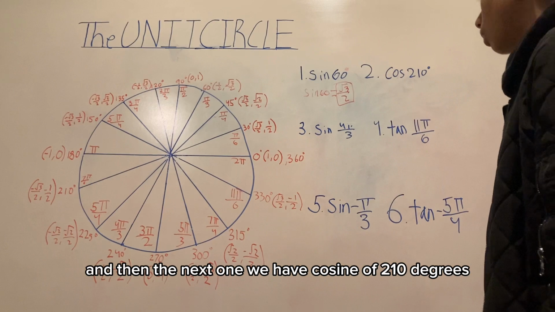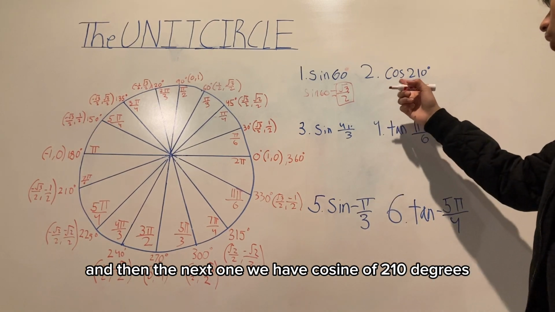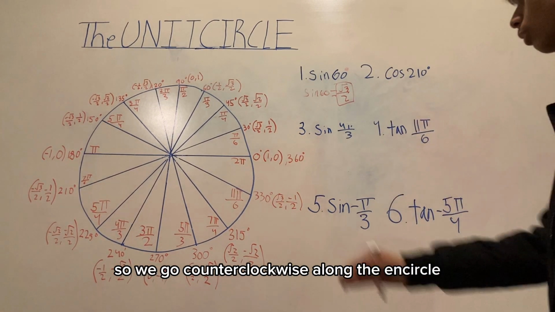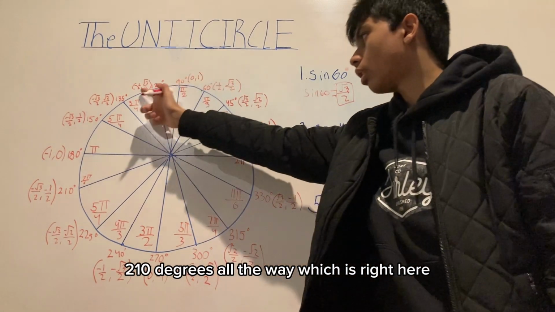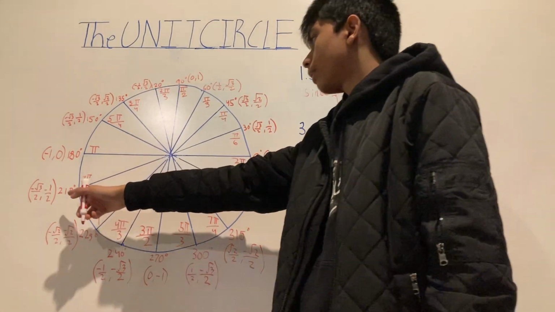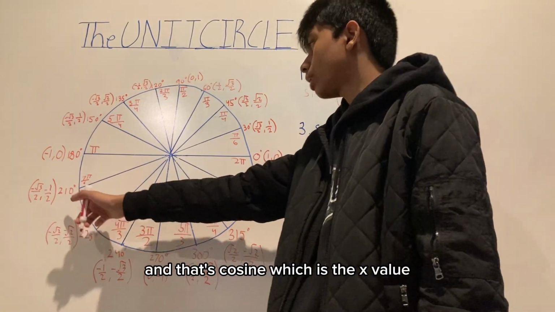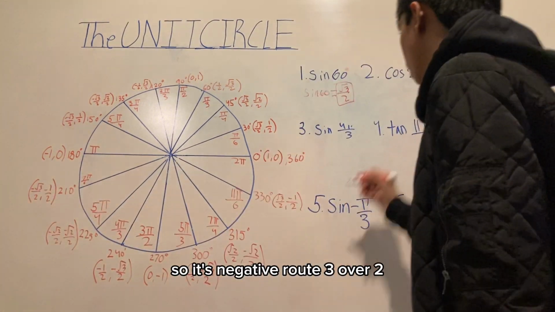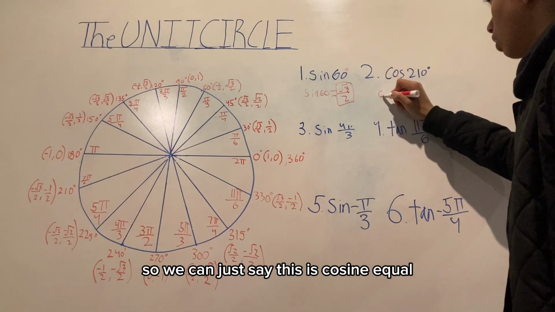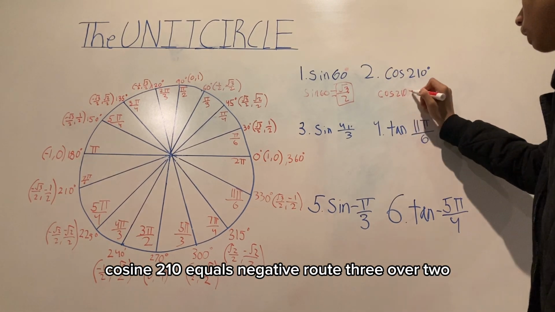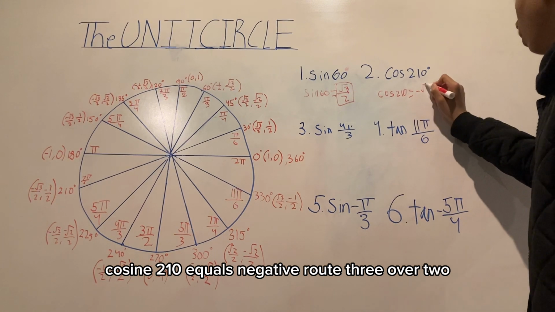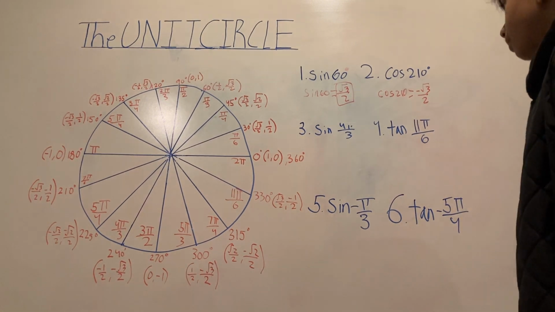Okay, and then the next one, we have cosine of 210 degrees. So we go counterclockwise along the unit circle 210 degrees all the way, which is right here. And that's cosine, which is the x value. So it's negative root 3 over 2. So we can just say cosine 210 equals negative root 3 over 2.